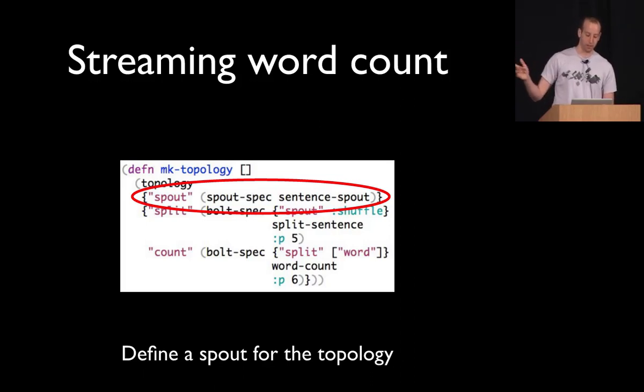Then we have our 2 bolts. The idea is that the sentence spout emits a stream of sentences, and then we have a split bolt, which takes a stream of sentences and emits a stream of words. And then we have a count bolt, which takes in a stream of words and emits a stream of word counts.